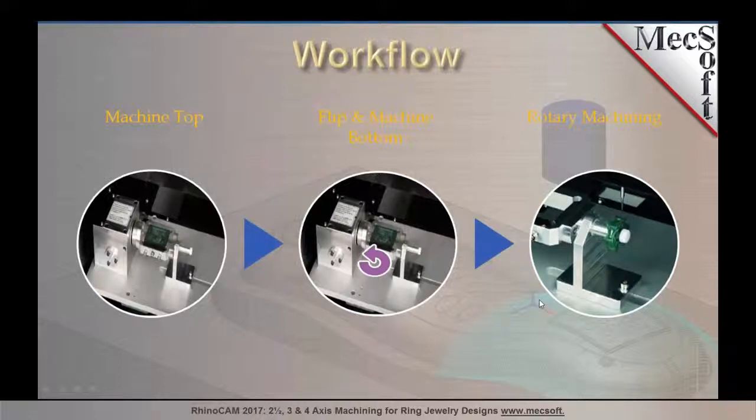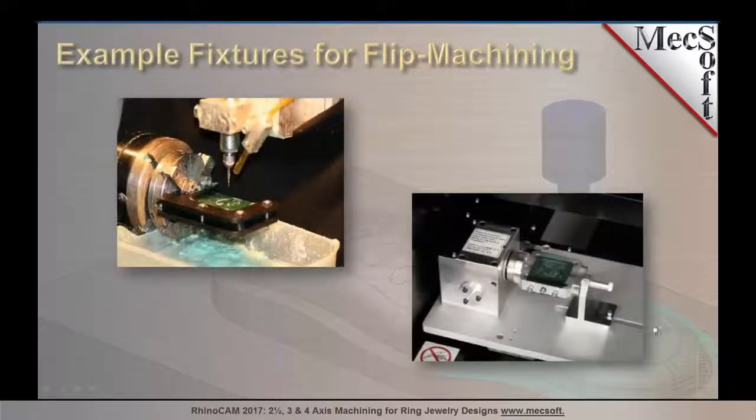So it's a typical 3-step process. And in order to enable this workflow, there are some specialized fixtures. What you see on this slide is fixtures that are used for flipping the part over, machining one side, flipping it over, and then machining the other side.